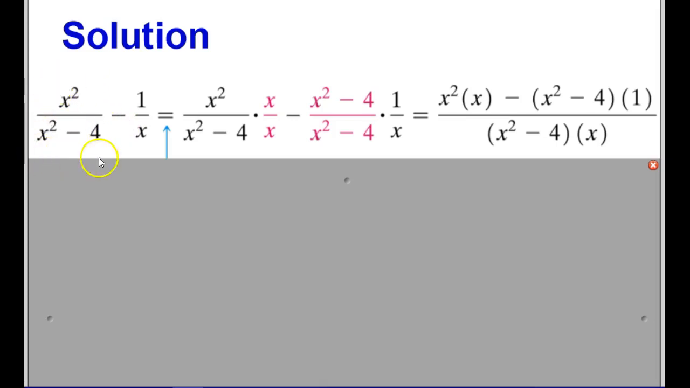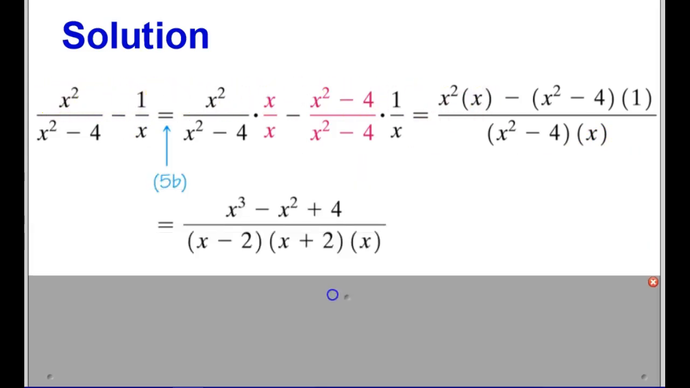So I take this entire first rational expression and multiply it by x over x, which is the missing part from the denominator. And I take the entire second rational expression and multiply it by x squared minus 4 over x squared minus 4, right? The missing piece of its denominator. So once I do that, I have my common denominator, which is this x squared minus 4 times x, and then everything together in my numerator. Okay?